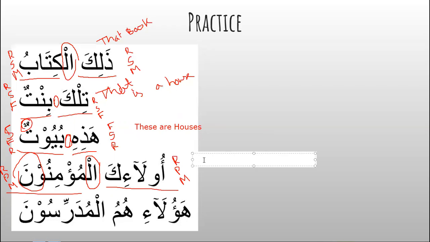So ulaikal mu'minuna means what? Those believers. See, it's not a sentence. If there was not any al over here, if you remove the al from here, ulaika mu'minuna, then it will become those are believers.